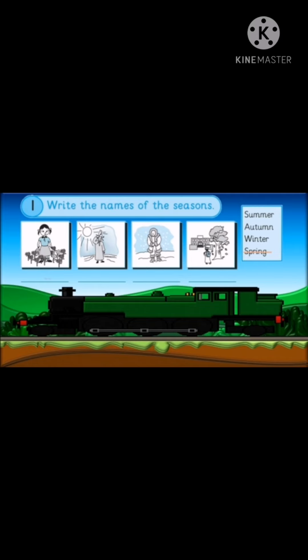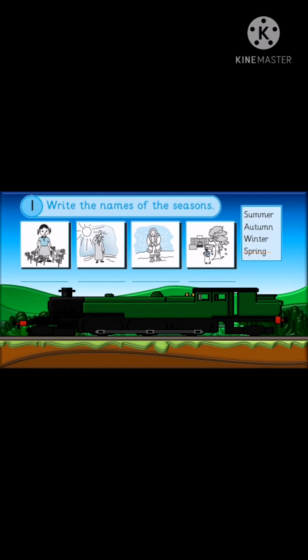Okay, grade 2, now open your skills book, page 37. Write the names of the seasons. Write the correct word under the correct picture. When you finish grade 2, check your answers from the next video. Okay, grade 2, now check your answers.